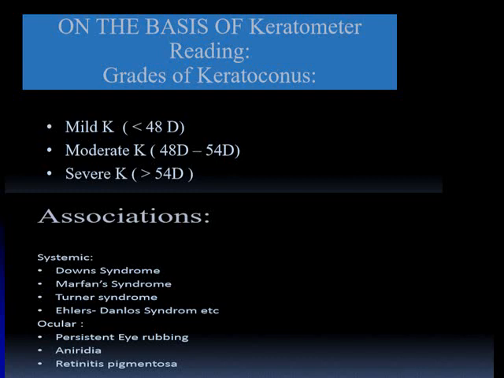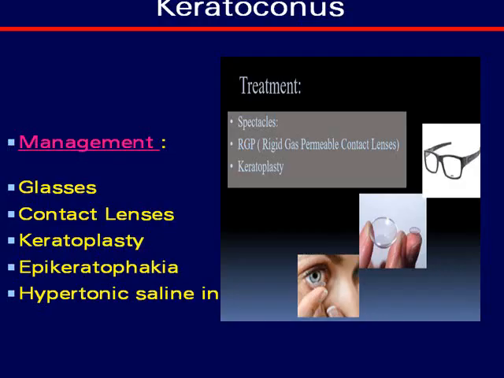Another point that you should know is that keratoconus may be associated with other systemic diseases like Down syndrome, Marfan syndrome, Turner syndrome, Ehlers-Danlos syndrome. So you should make sure that your patient is not one of these syndromes.